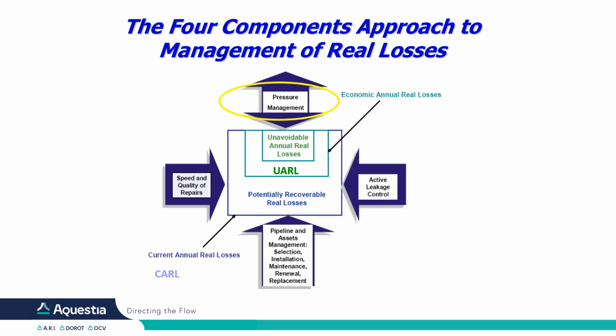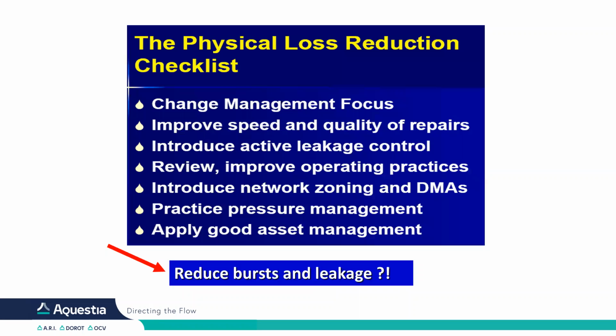I'm sure that all of you are familiar with pressure management. You had many presentations on this topic. And you have the physical loss reduction checklist: change management focus, improve speed and quality of repairs, introduce active leakage control, review and improve operating practices, introduce network zoning and DMAs, practice pressure management, and apply good asset management. So all of you are familiar with this checklist.